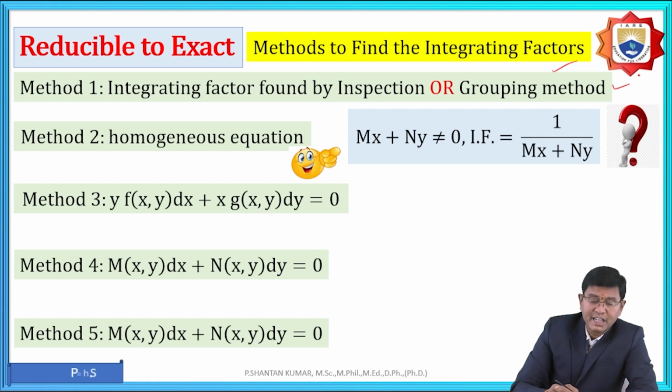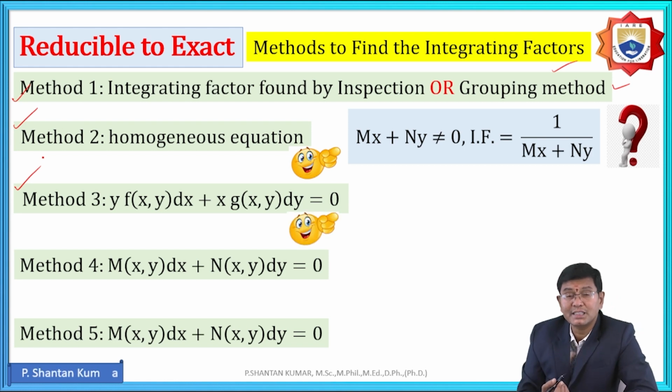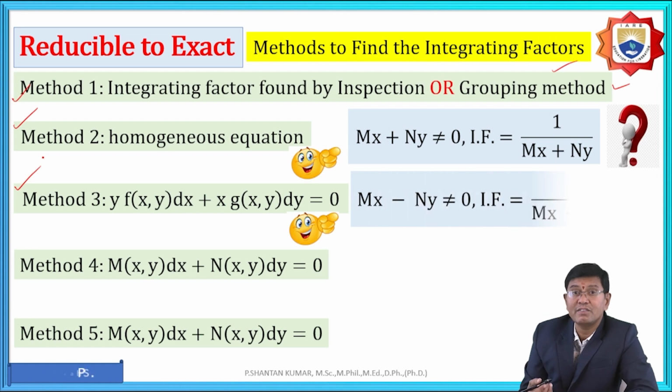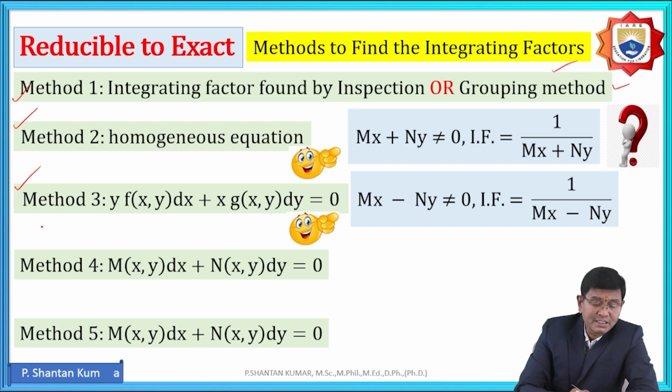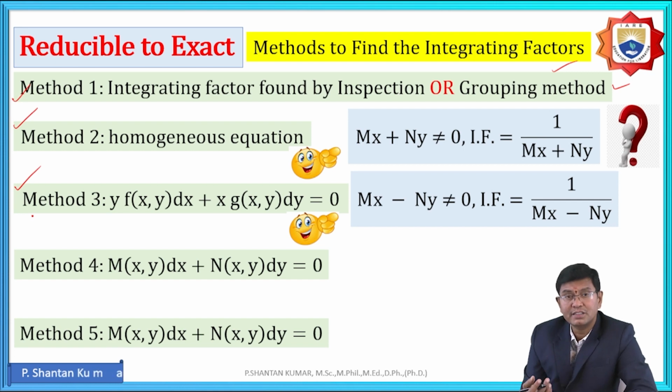For example, if it is not suitable for method 1 and method 2, then what do we need to do? Immediately we need to check whether the equation is of the form y into f of x comma y into dx plus x into g of x comma y into dy is equal to 0. Then we need to find whether mx minus ny is not equal to 0 or not. If mx minus ny is not equal to 0, then the integrating factor is 1 by mx minus ny. And if in this case also it is not suitable, that means it is not exact, not grouping method, not homogeneous, not the y into function form.